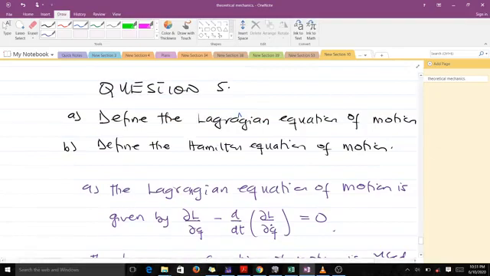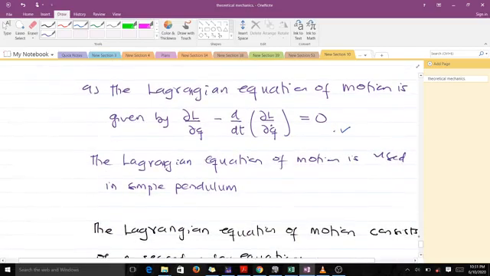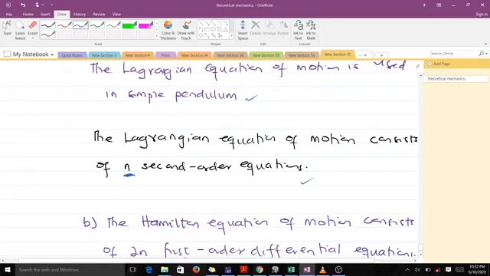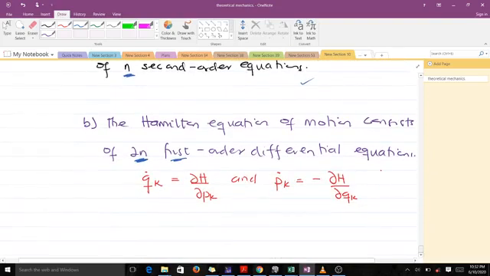So the Lagrangian equation of motion is given by this, as you can see here, and one particular system in which the Lagrangian equation is applied is the simple pendulum. Alright, so I cited that example here. Then we've already written this out. Like I said, the Hamilton equation of motion consists of 2n first order differential equations, and it's given by these two first order differential equations, as you can see.